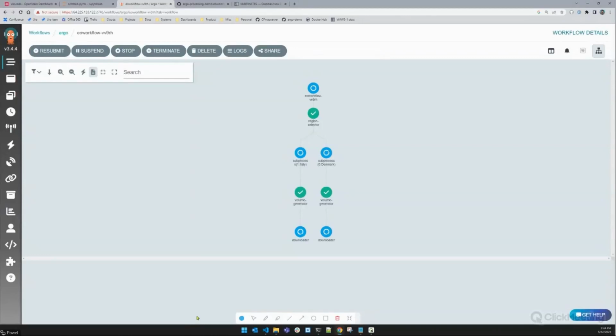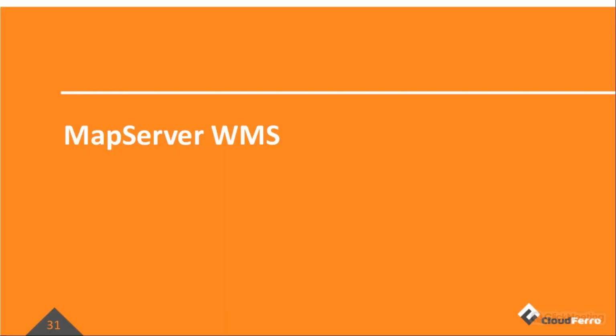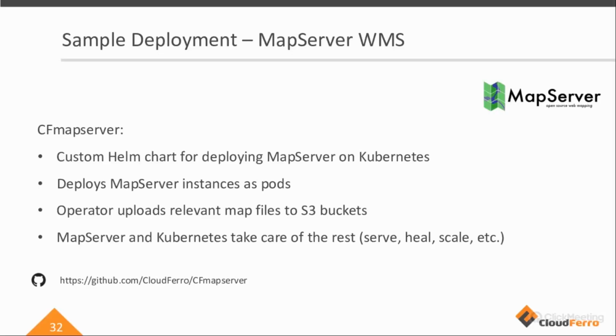Okay, we will move now to another deployment, and then we'll get back to Argo just maybe to quickly check if this step has finished. So the last deployment that we have is the WMS server, and this is something that we developed as our own invention. It's a custom Helm chart that you can download from GitHub, and you can deploy MapServer on Kubernetes.